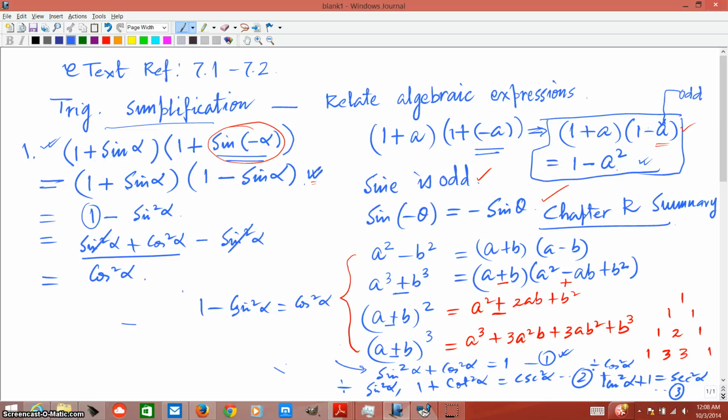I always recommend that you should use the identity and not just mentally substitute, because sometimes students can make mistakes with positive negative signs. So I recommend you always do this step by writing down the detailed substitution.